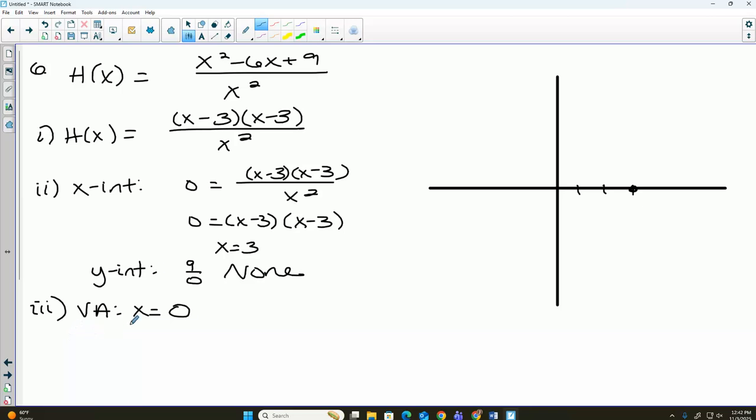Okay, horizontal or oblique. So we can go back to the beginning. If I divide, x squared divided by x squared is 1. If there's not a variable in it, that's horizontal. Y equals 1. So I plot those. Vertical at 0.